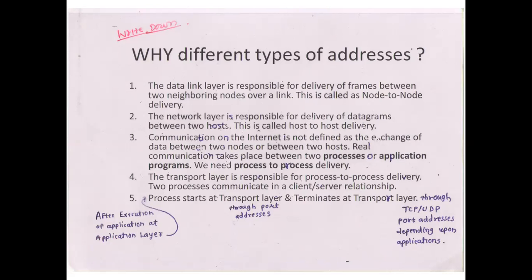Now the first point is the data link layer is responsible for delivery of frames between two neighboring nodes over a link. This is called node to node delivery.